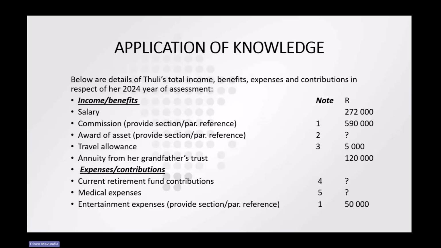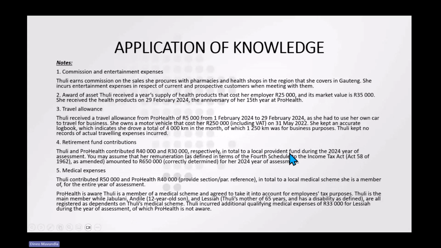Okay. Then they tell us that we have commission that Thuli received. Then they tell us you need to provide the specific section or the paragraph as part of your reference. Then we have a note number 1. Let's go to the note. Here it is. It says, Thuli earns commission on the sales she procures with pharmacies and health shops in the region that she covers in Gauteng. She incurs entertainment expenses in respect of the current and prospective customers when meeting with them.